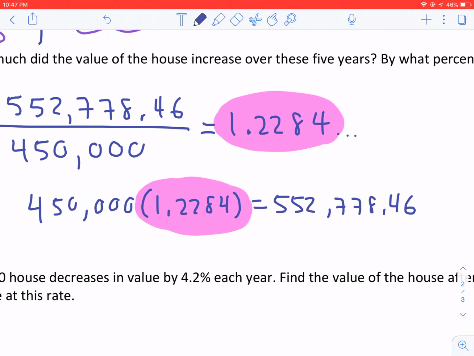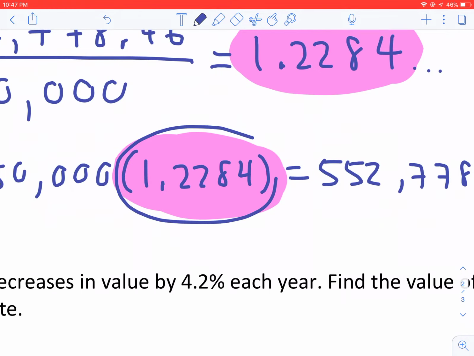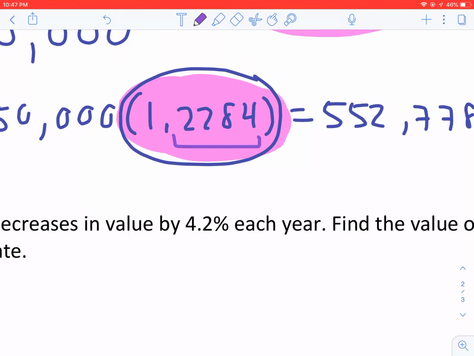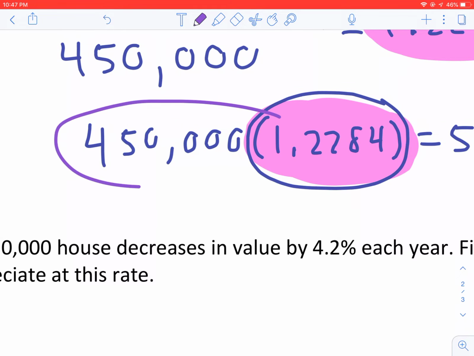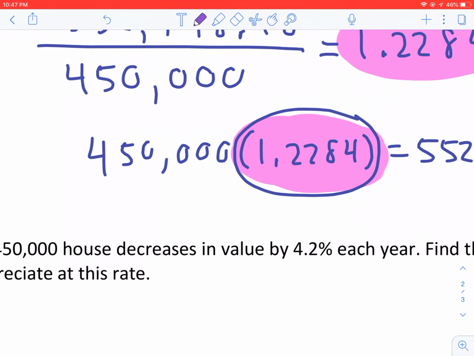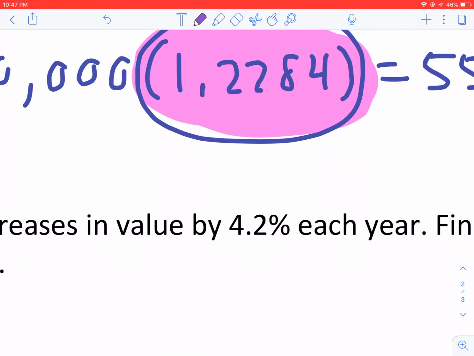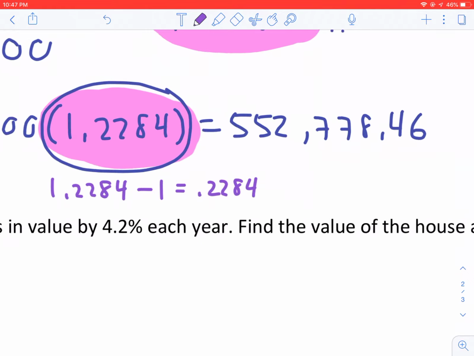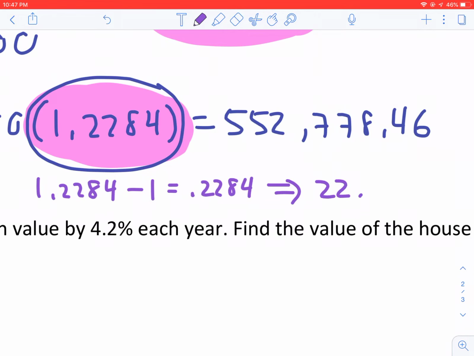But this is not our percent increase, right? The percent increase is going to be just the decimal portion without the 1, because that 1 includes the original value of the house, the 450,000. We don't want that 450,000 as part of our calculation. So we're going to do 1.2284 minus 1, and we're going to get 0.2284. So the percent it increased by is 22.84%. All right, cool?